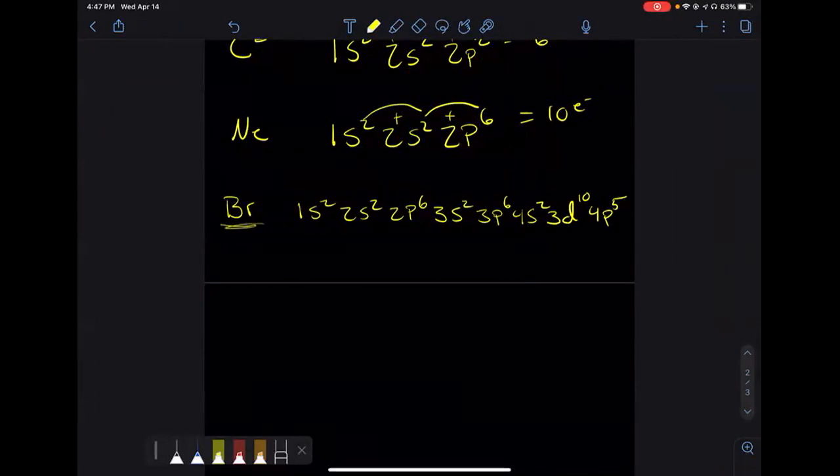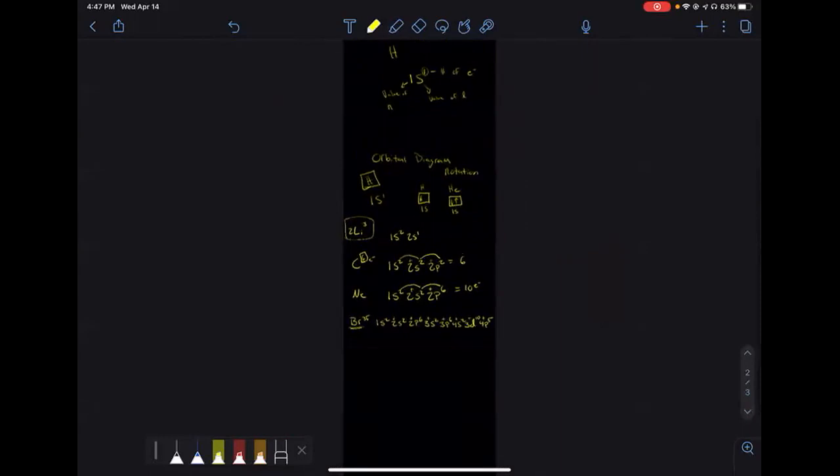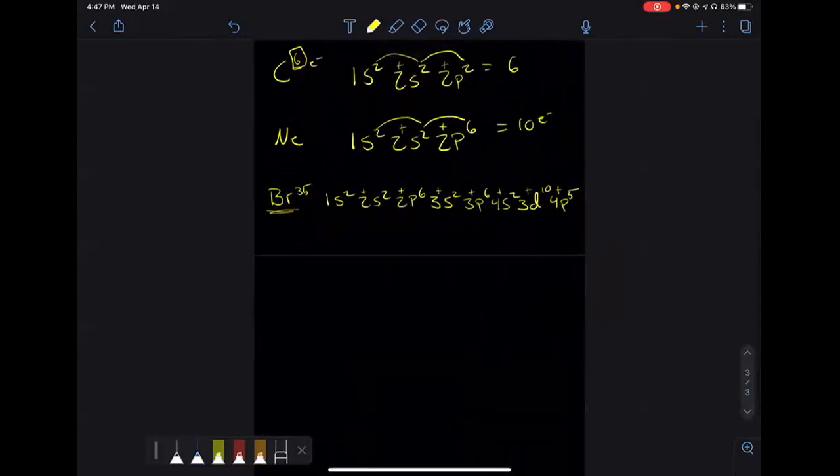Now, if we add all these up, it should equal 2 plus 2 plus 6, that's 10. 10 plus 2, that's 12. 12 plus 6 is 18. 18 plus 2 is 20. 20 plus 10 is 30, and 30 plus 5 is 35. Exactly what we said we should have, right? So now that's how you do the written electron configuration for these, right?